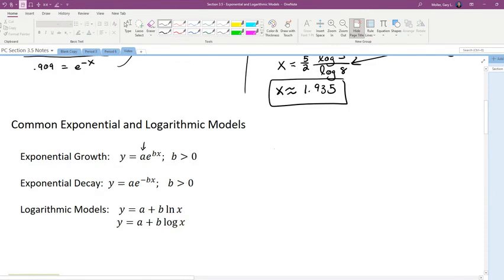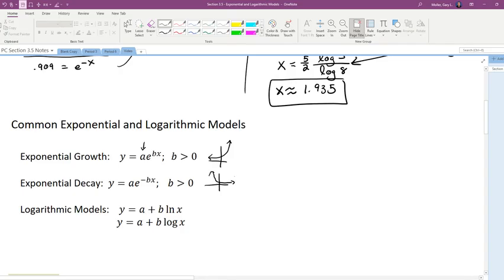And then if b is negative, right? It says b is greater than 0, but now it says negative b. So that would make this now a negative term. Then that makes it 1 over e, and that means we're going to get smaller as we go. So we already know all of this. Exponential growth model is going to look like this, and an exponential decay model is going to look more like this.